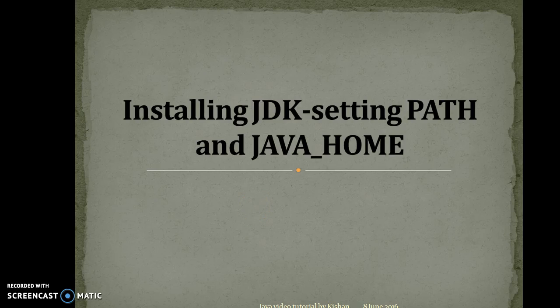In this tutorial I am going to talk about how to check whether you have already installed JDK on your Windows machine or not. Second thing I am going to discuss is how to set path and Java home in your Windows machine, and finally we will discuss the JDK. So let's go through the slides.